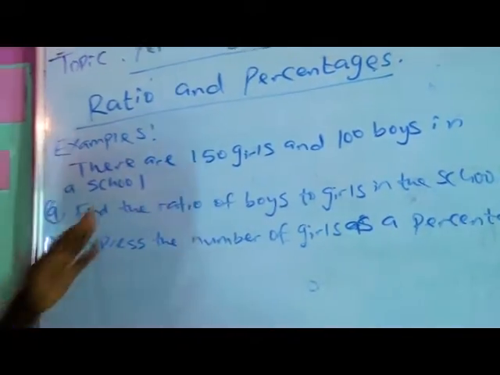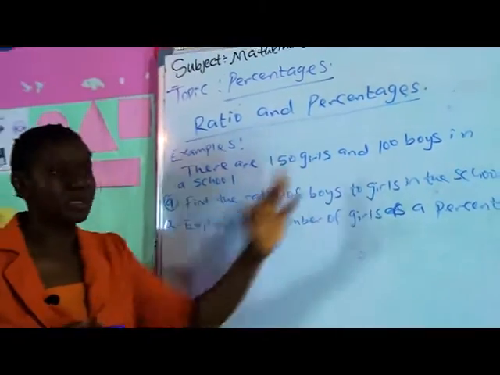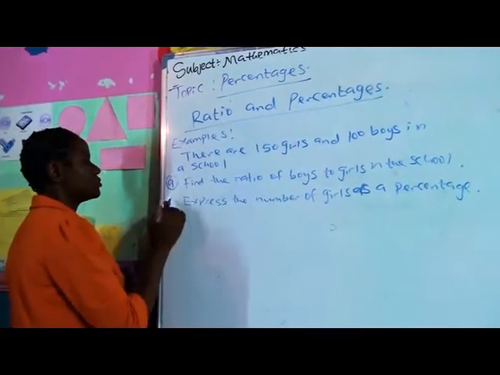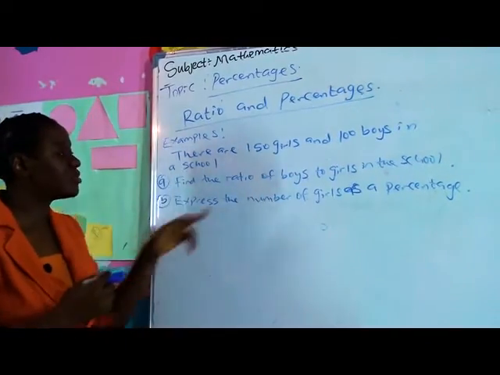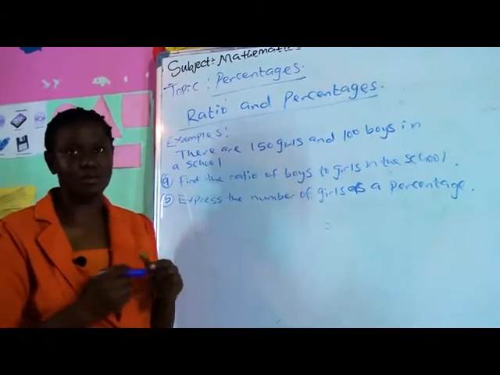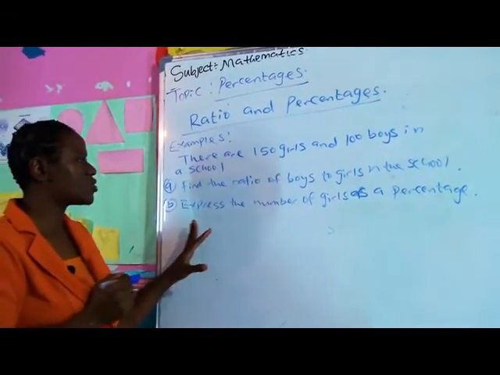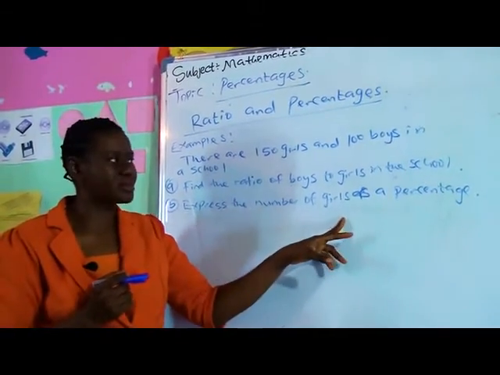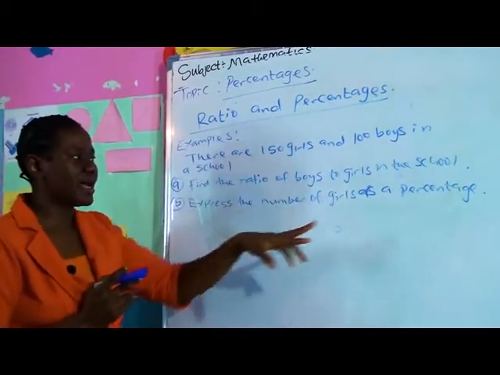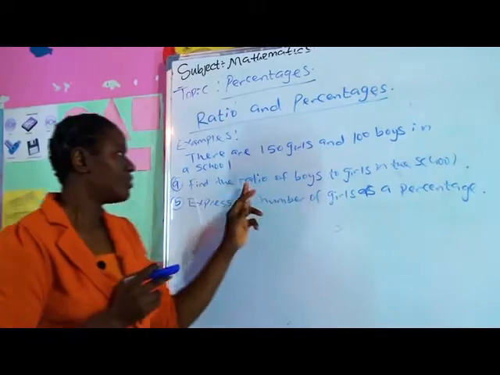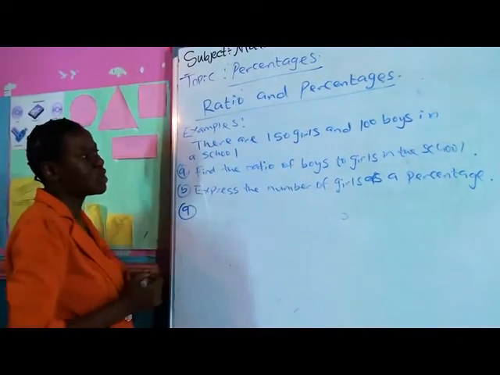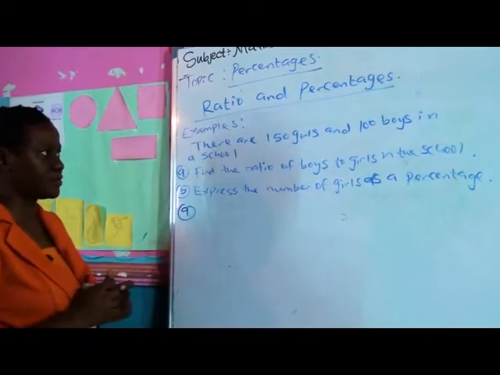The question says there are 150 girls and 100 boys in a school. First question, find the ratio of boys to girls in the school. And the second is to express the number of girls as a percentage. Now we are dealing with ratio and percentage. So to solve the first question, ratio of boys to girls.